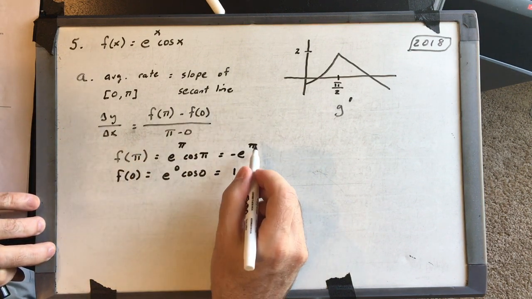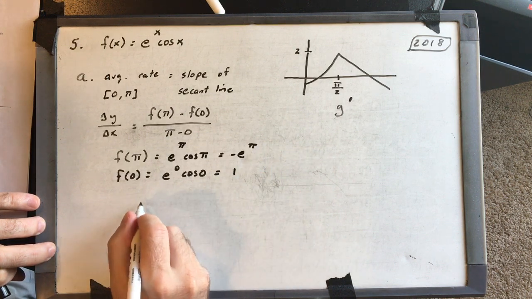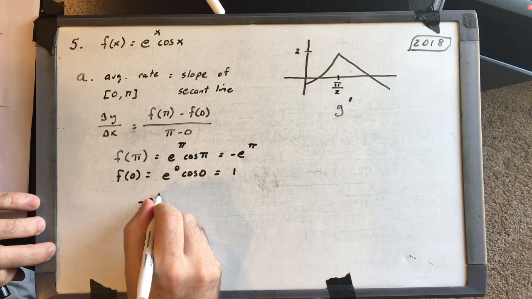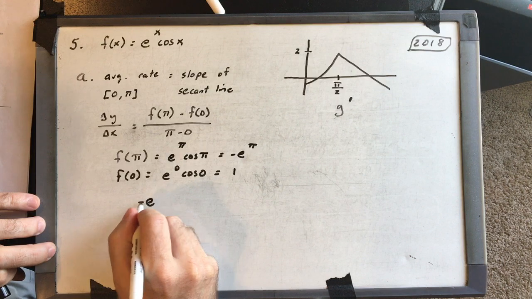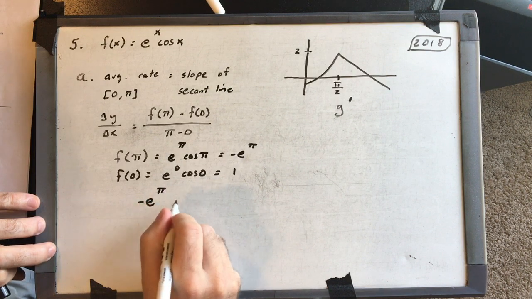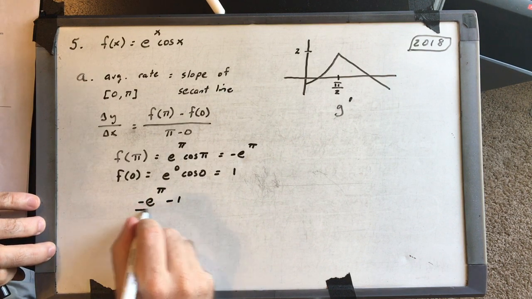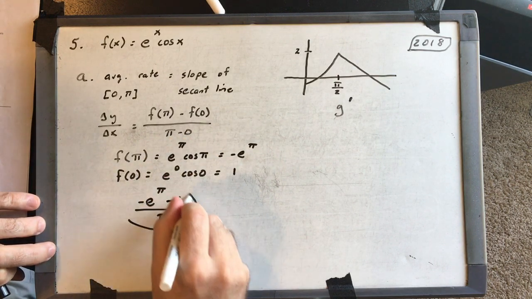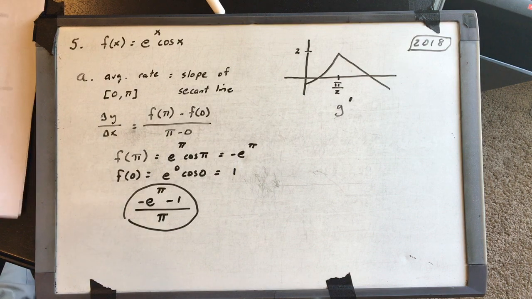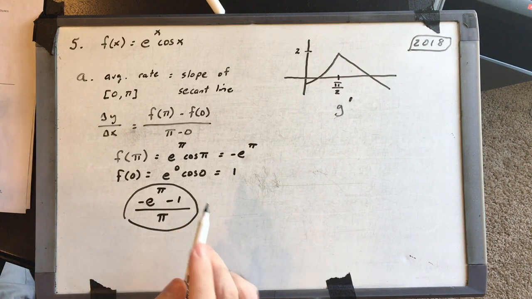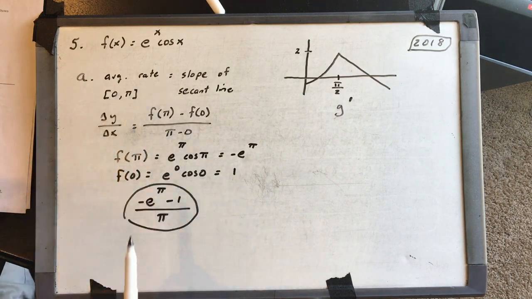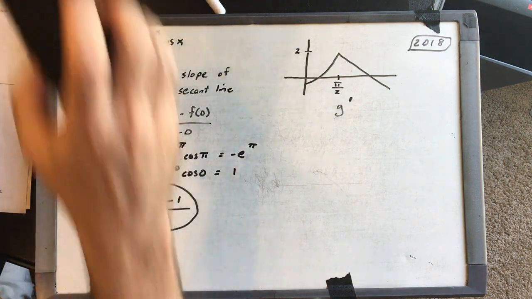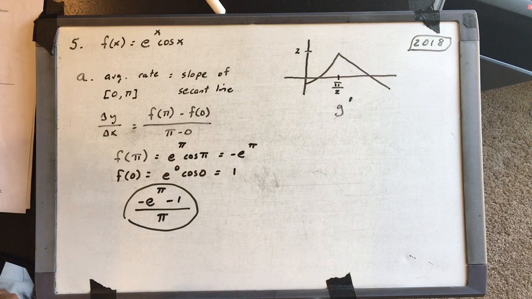So f of pi would be e to the minus pi. So the slope is negative e to the pi, minus 1, over pi minus 0, which is pi. And just circle that. You're good to go. So that's the average rate of change between 0 and pi. Don't have to take any derivatives. You're just getting the slope between those 2 points. All right.